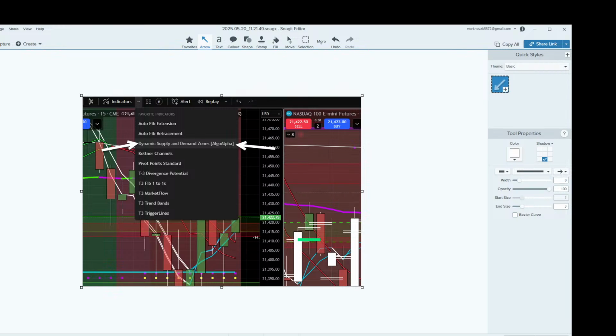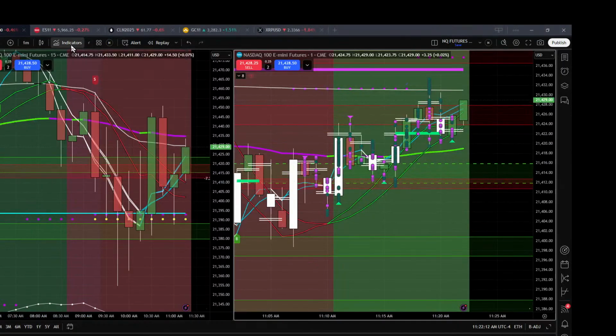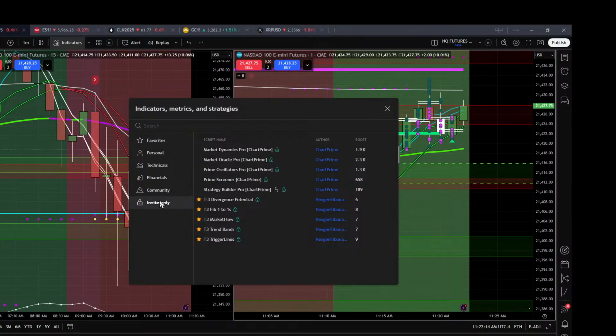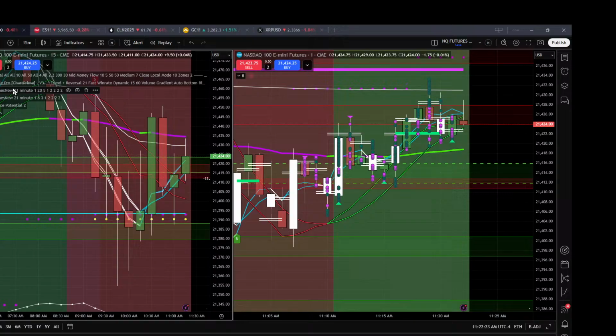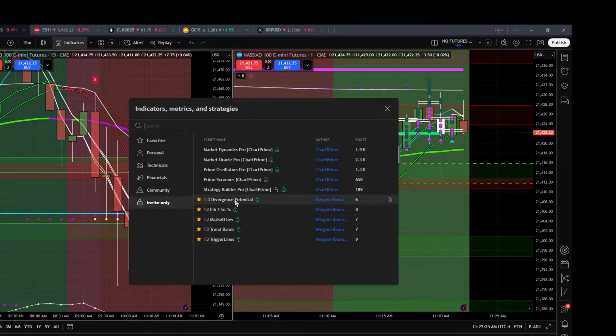So what happens is when you purchase it, Jerry, and you go to your indicators, invite only, it'll show up. And then to put it on your chart, you just click it. And there that is right there. So that's all it is. Once you purchase it, it becomes available in your indicators. And then once you click on it in your indicators, it shows up on your workspace.